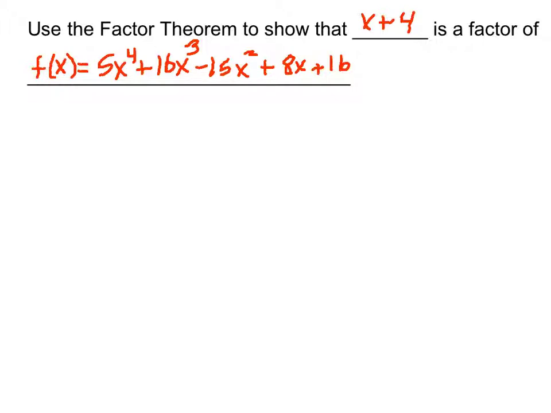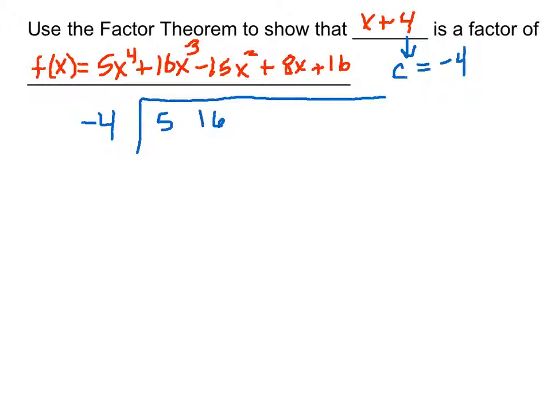So let's use synthetic division. I see that my c value is -4, so that will go on the outside. On the inside of my synthetic division problem I put the coefficients of my terms. Remember they have to be in decreasing degree, and I'm not allowed to skip a degree. So I go degree 4, 3, 2, 1, 0. There is no degree that is skipped, so I can just put these in: 5, 16, -15, 8, and 16.